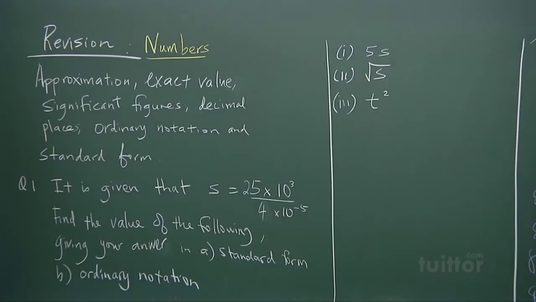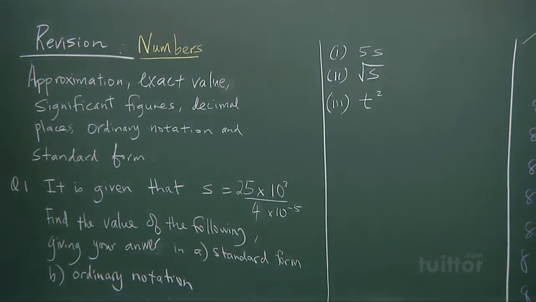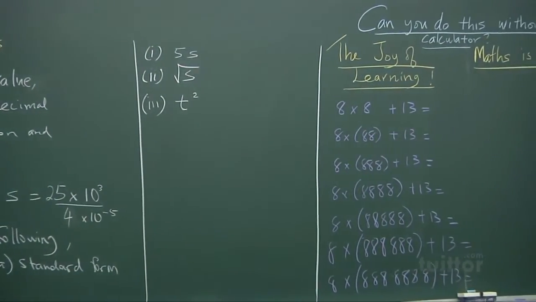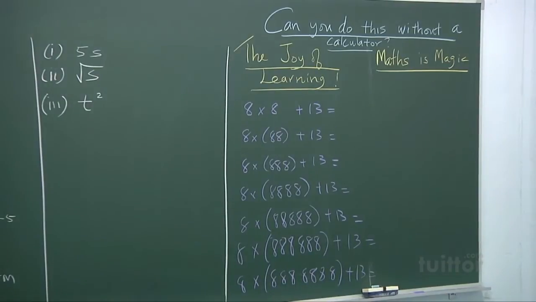Numbers, approximation, exact value, significant figures, decimals, decimal places, ordinary notation, and standard form. Look at that sum. It's given as equals to blah blah. And you're asked to find the value of the following, giving your answer in standard form and ordinary notation for the following: 5s, square root s, and t squared. Ooh, what's that? Can you do this without a calculator?